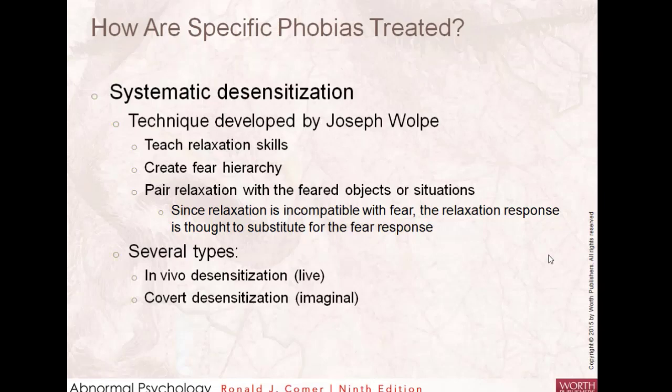So what happens is we need to teach you relaxation skills first of all. So we teach people how to do deep breathing. We teach people how to do progressive muscle relaxation. Once we do that, we create a list of all the things that scare you and put them in order. And then we'll start with some of those that are very minor. So maybe looking at a picture of a snake. Maybe that creates a little anxiety in you.